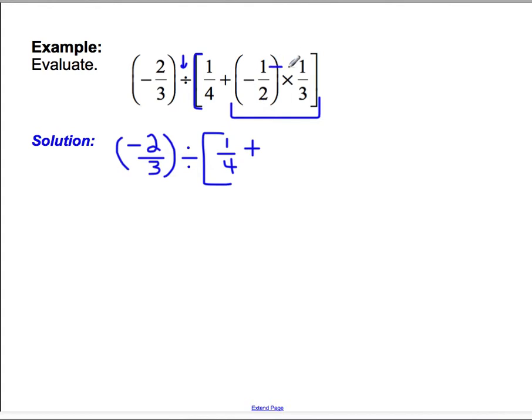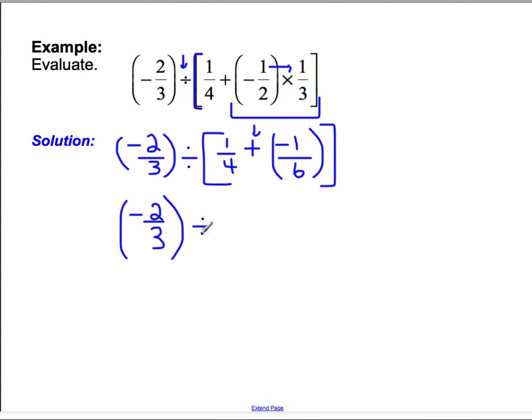So -1 times 1 is -1. 2 times 3 is 6. And again, I'm going to put the brackets around to tell me that it's a negative rational number. Okay? Now I have to finish off the brackets, so I have to do that addition first. So I'm going to make sure that I write down my question. I'm going to double check it. So my -2, yeah, that's all good.